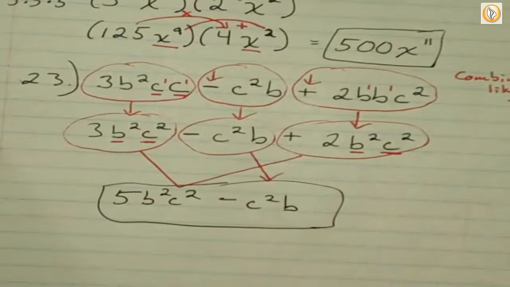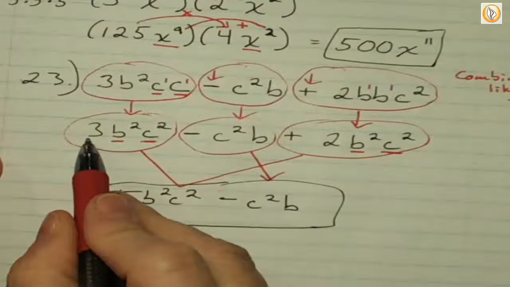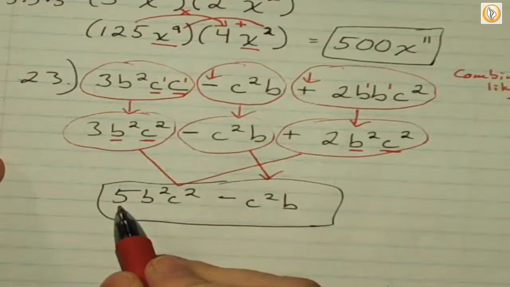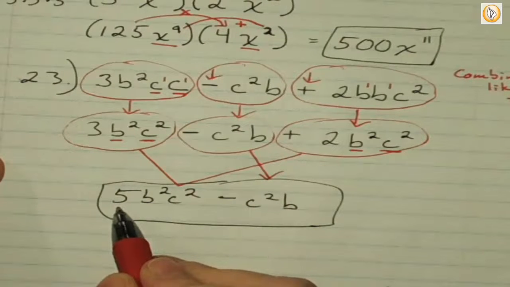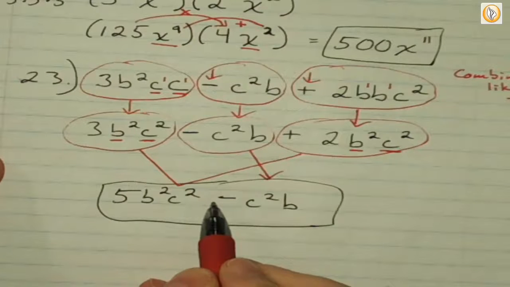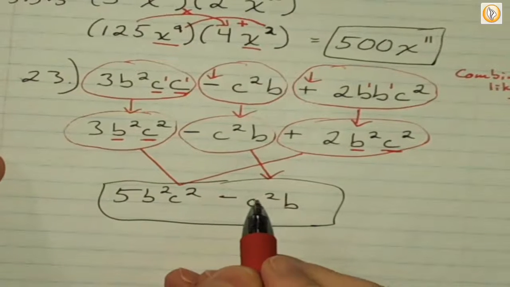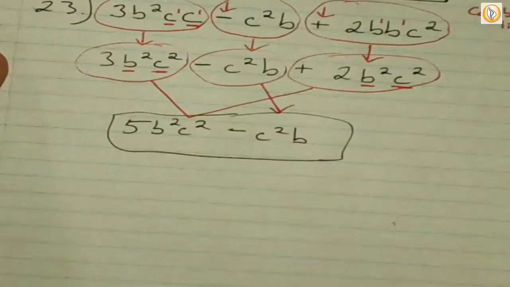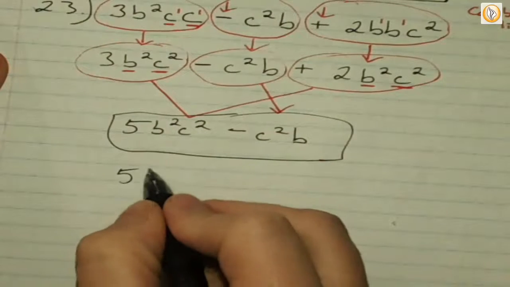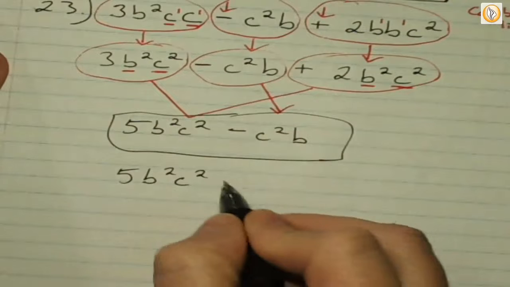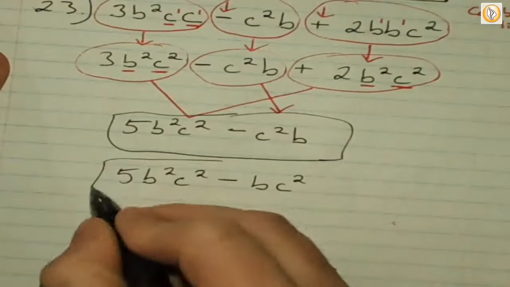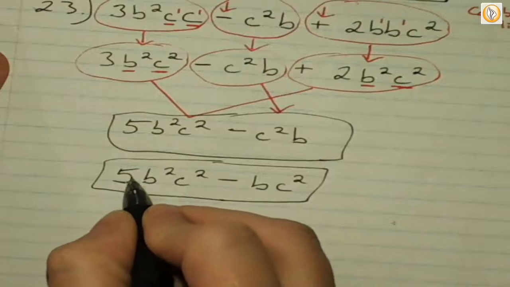Where'd you get the 5? 3 plus 2 is 5. So Gabby? She had her hand. For the negative c squared times b, wouldn't we have to put it in like ABC? You absolutely can switch it around. That's probably a smart thing to do. She's saying put this in ABC order, and that would actually be the right thing to do.